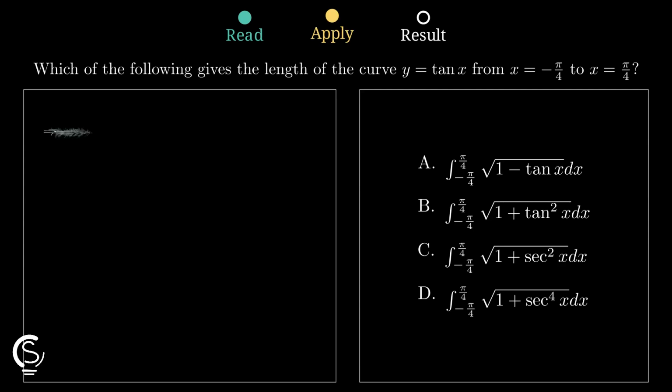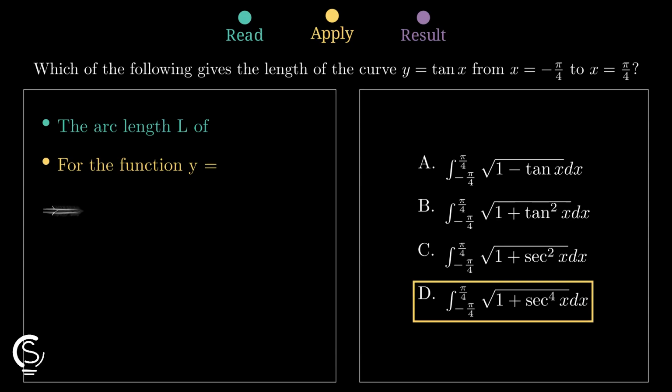Next, we find the derivative of tangent x, which is secant squared x. Now we must square that entire derivative to get secant to the 4th power for our final integral setup. Plugging that into our formula gives the integral of the square root of 1 plus secant to the 4th power. This matches option D.